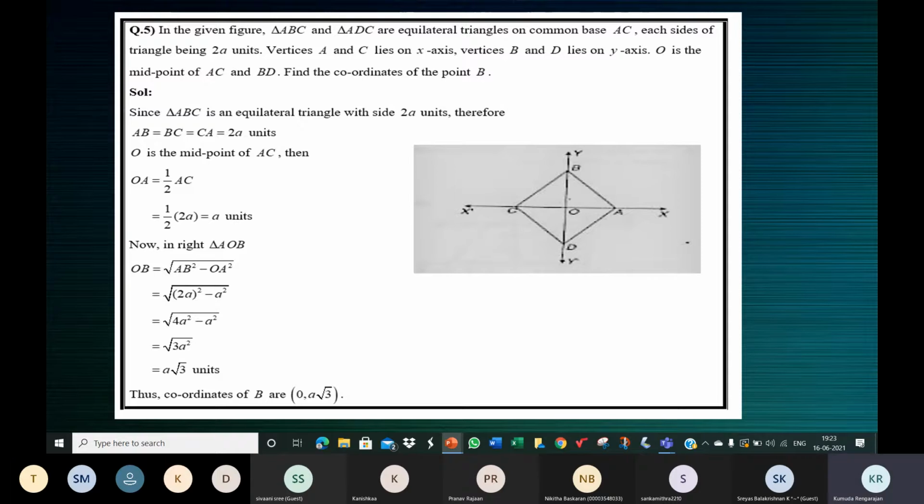Now tell me, what will be the coordinates of A, children? A and C. What will be the coordinates of A and C? Vertex A and vertex C.